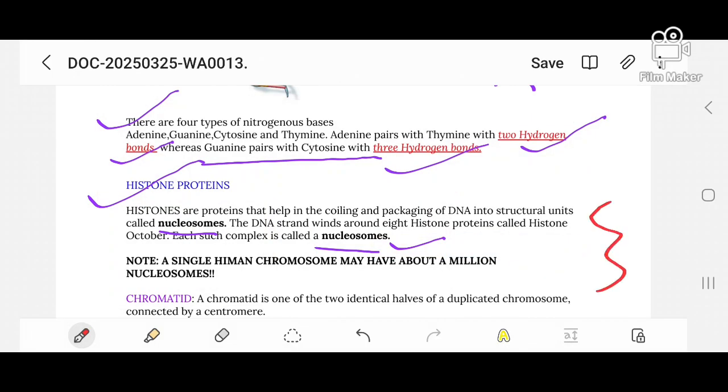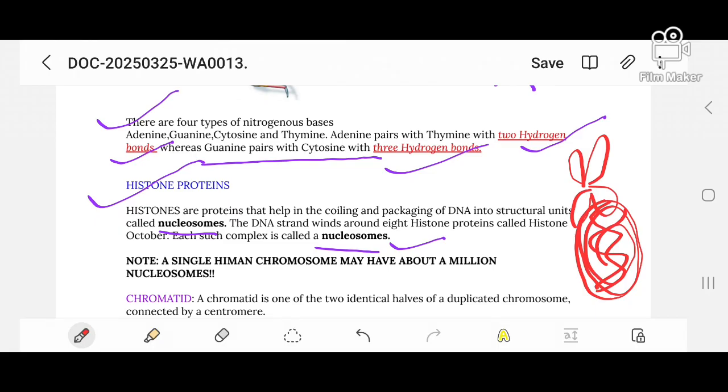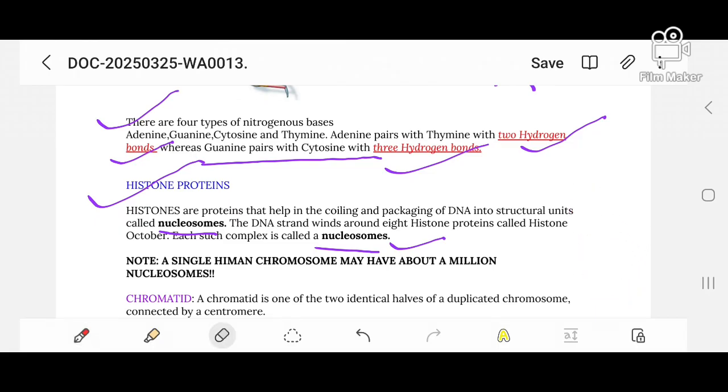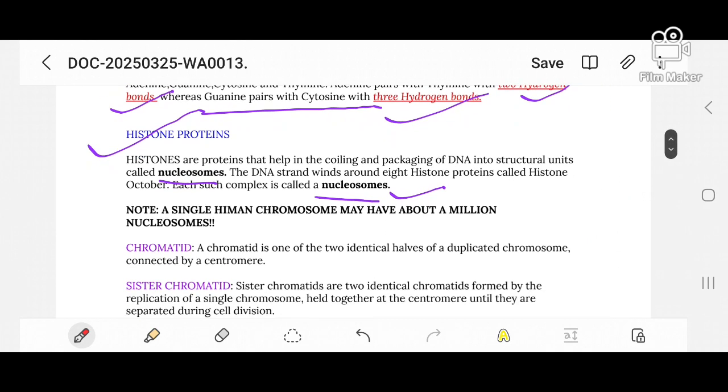This is the DNA. The histone proteins help it to pack the DNA, packaging and coiling of the DNA, and form it into the chromosome. After packaging, it forms a chromosome. Okay, sorry, the diagram I drew is not so good, I know. So it helps in the packaging and coiling; packaging and coiling are the keywords, and they are called nucleosomes.